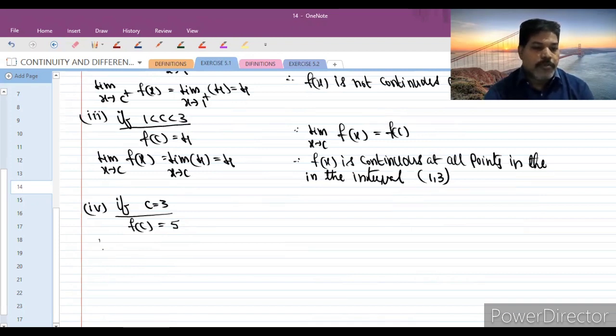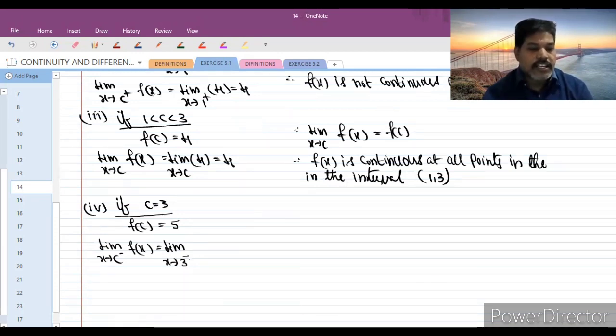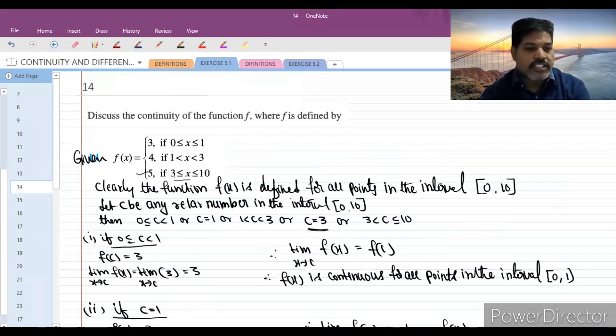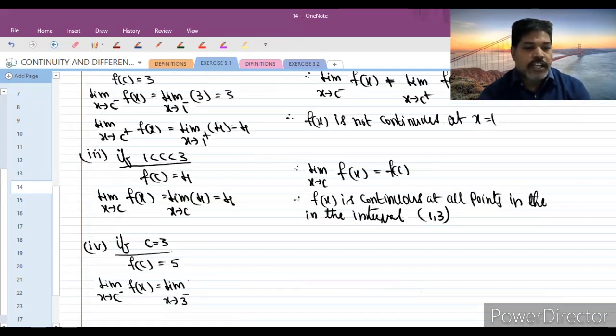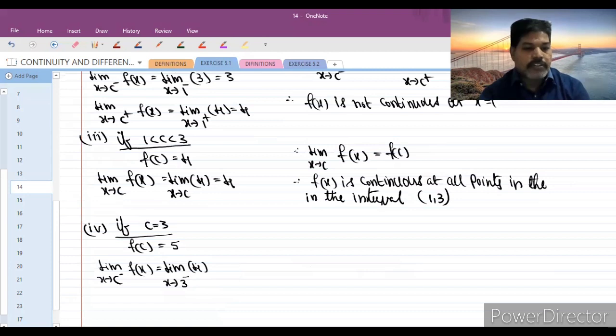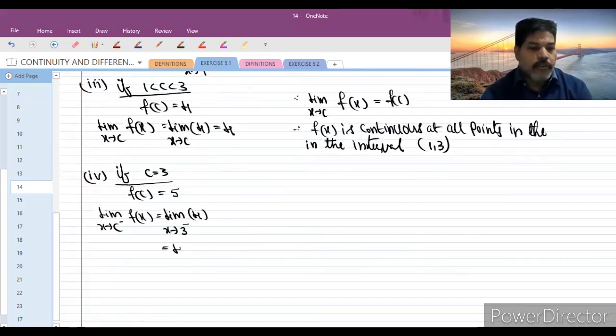Next is the limit as x approaches c from the left of f(x). Here c is nothing but 3, so it is the limit as x approaches 3 from the left. If x is less than 3, the given function is 4. So automatically the f(x) value will become 4 only, and this value will become 4.